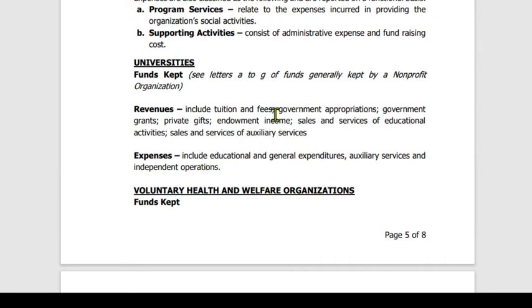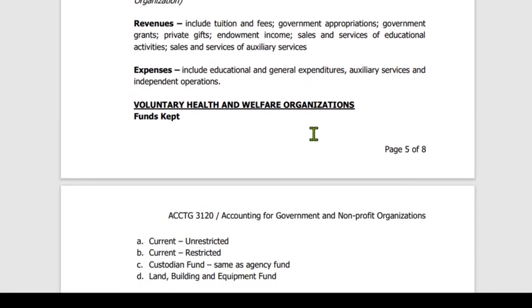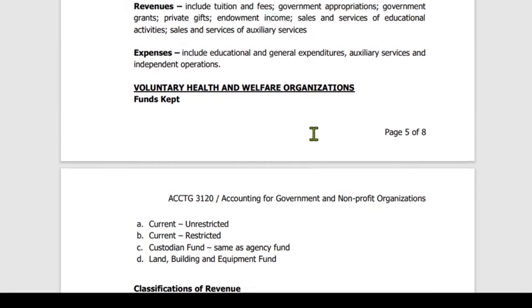Let me just clarify, sir, bakit mayroong mga government appropriations, government grants, private gifts, endowment income, sales and services of educational activities, sales and services of auxiliary services. So, ang tinutukoy lang natin dito is if the government has allotted a particular budget for, ang pinag-uusapan natin dito is mga non-profit private organizations, private universities, ha? Not state universities and colleges because state universities or colleges are covered by government accounting. Voluntary health and welfare organizations.